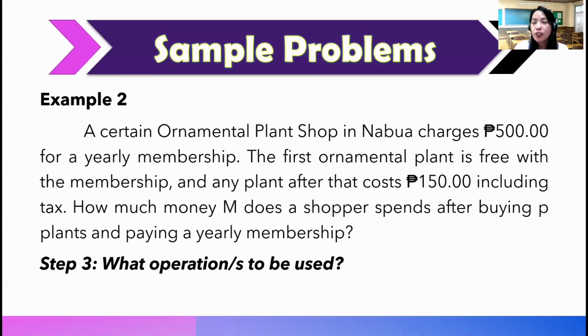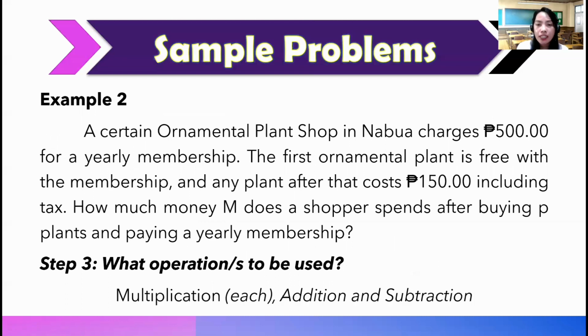Step number 3. What operations or operation to be used? Here, ang gagamitin natin ay multiplication since gagamitin natin yung kada isang plant na susobra dun sa isa, kasi yung isa is libre na, 150 pesos na yun, including tax. Bakit gagamit tayo ng addition? Addition kasi kung halimbawa na may pasobra or dalawa yung bibilhin mo, magdadagdag ka ng 150 pesos kasi yan yung presyo kapag may extra ka pang kukunin na ornamental plant.